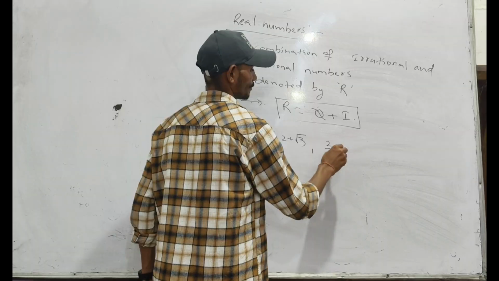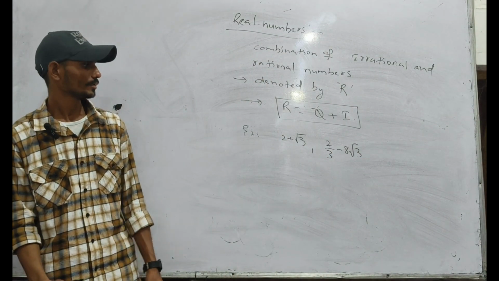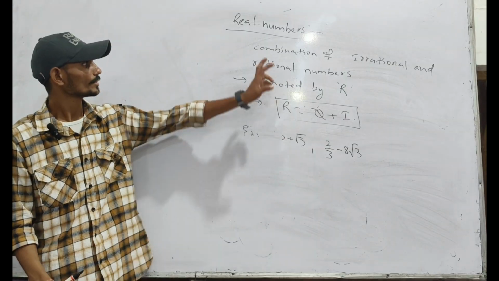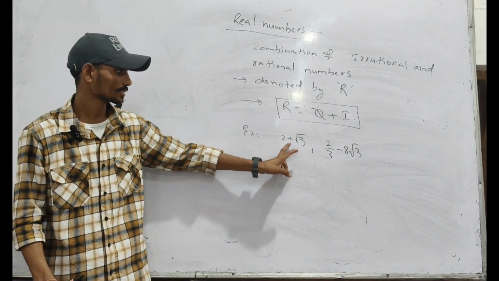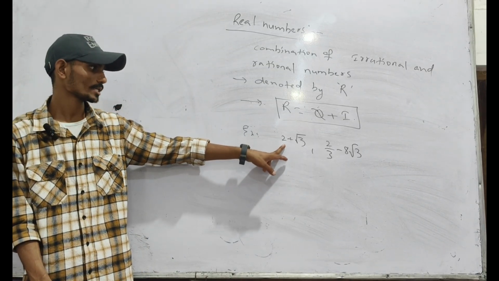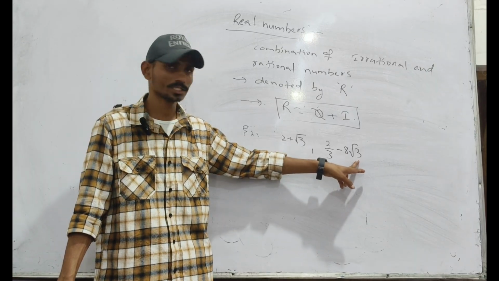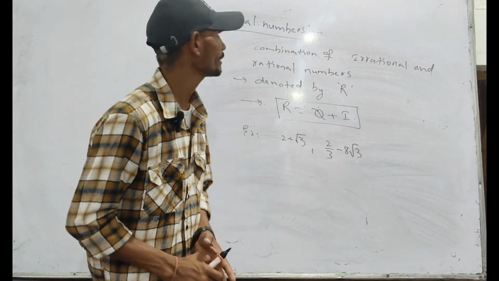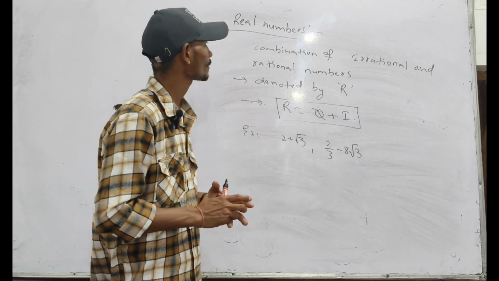Next, a combination of rational and irrational numbers is called real numbers. Here 2 is an integer, so it becomes a rational number, in p by q form. But root 3 is an irrational number. That's why I am saying real numbers are a combination of rational numbers and irrational numbers.